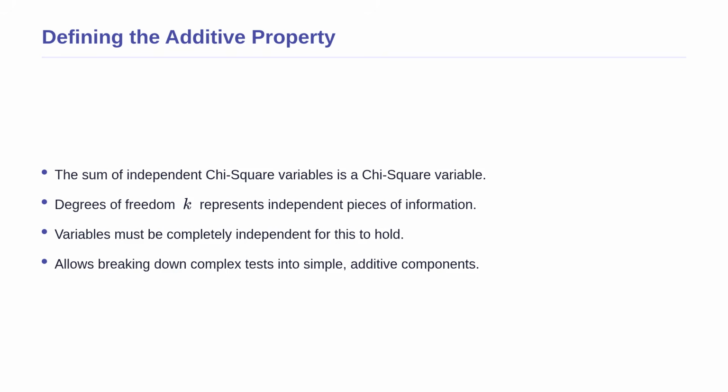To understand this, we recall that degrees of freedom represents the number of independent standard normal variables being squared and added together. If we have two completely independent variables, each following a chi-square distribution, their sum behaves perfectly predictably. This property is foundational in statistics because it allows us to break down large, complex tests into smaller, independent components that can be simply added together.